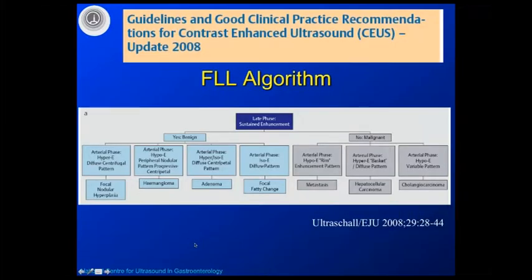The algorithm for scanning is fairly simple. The main criteria to distinguish between a benign and a malignant lesion is to look at the sinusoidal phase, the late phase. If it is hypoenhancing, you should suspect a malignant lesion. And if it is a sustained enhancement, you can suspect a benign lesion. And I will now talk about these benign lesions, starting with the hemangiomas.